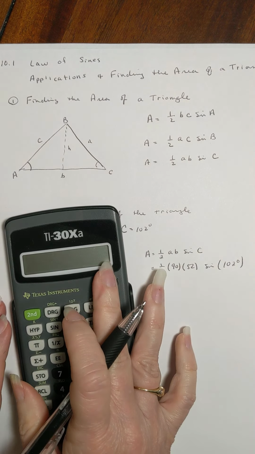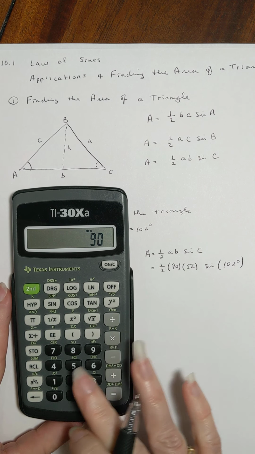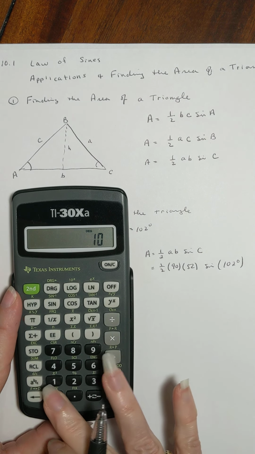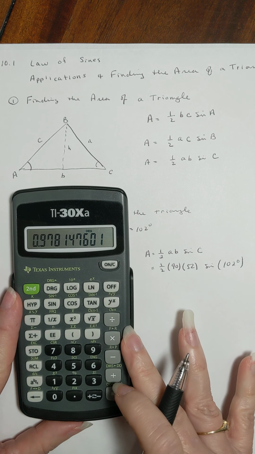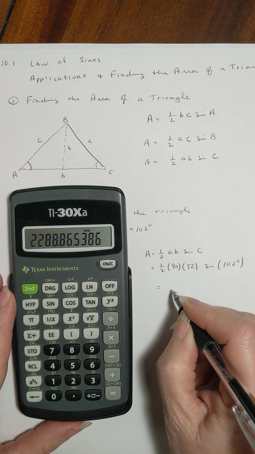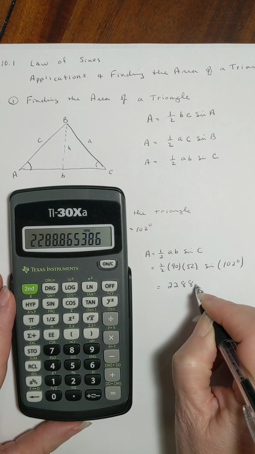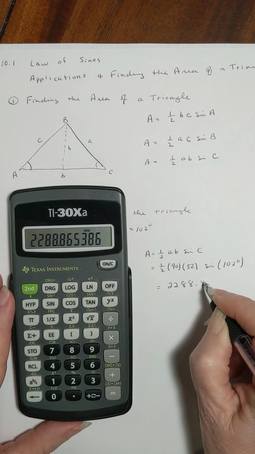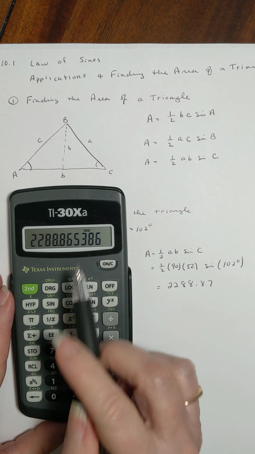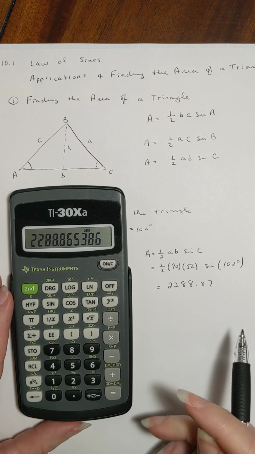And so that's 90 times 52 times the sine of 102, and then divided by 2 equals 2288.87 if I round it off, because the number after the 6 is 5 or bigger, so it rounds up. And so that would be the area of that triangle.